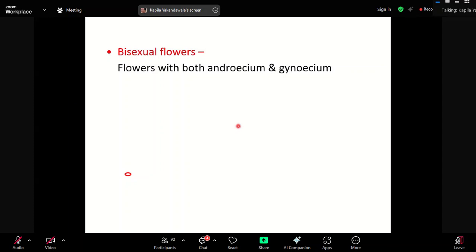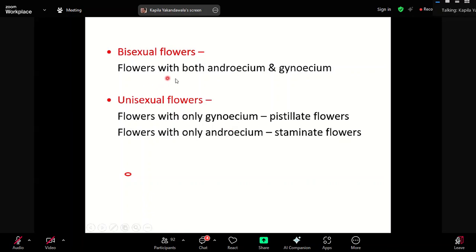Bisexual flowers means flowers have both androecium and gynoecium. A bisexual flower has both the male part and the female part. So we call it bisexual. Bi means two, sexual, dvi-linga. Unisexual means uni, one sex. Flowers with one sex are called unisexual flowers. It could have only gynoecium, so we call them pistillate flowers. It could have only androecium, then they are known as staminate flowers.